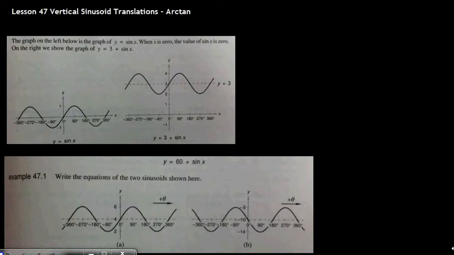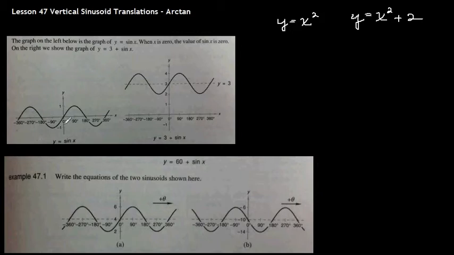Okay, this should be a rather short lesson. Vertical sinusoid translation. Now we learned already how to translate graphs vertically. Like if I had y equals x squared, if I wanted to translate it vertically, make it go up or down, all I would do is add. If I want to make it go up 2, I just add 2 onto the end.